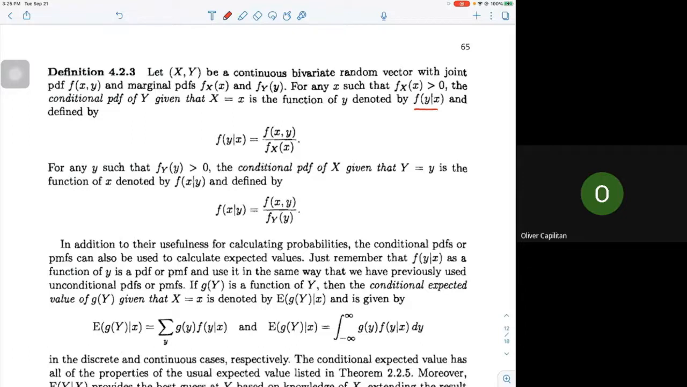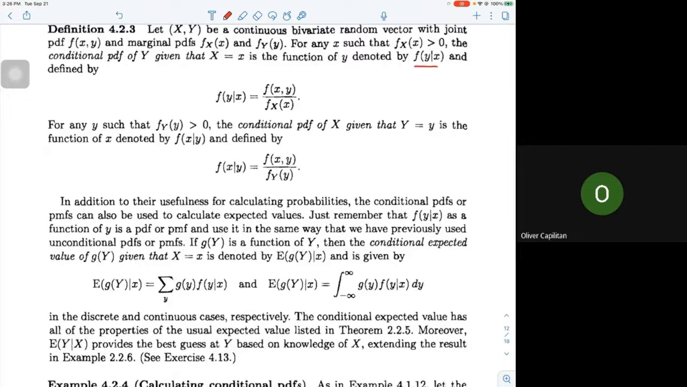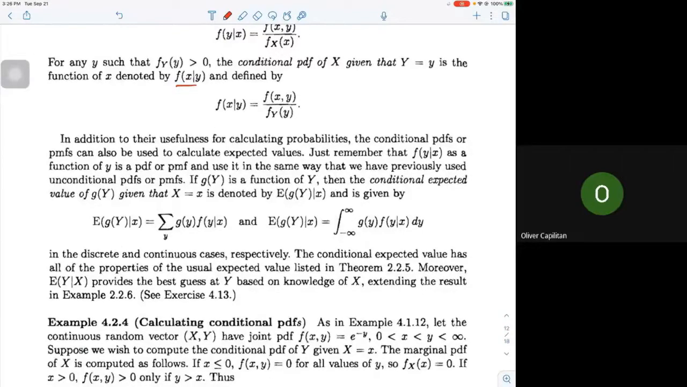Then for any y such that the marginal PDF of y is positive, the conditional PDF of x given that Y is equal to small y is a function of x, denoted by this notation, and it is equal to this fractional expression in which the numerator is the joint PDF of x and y over the marginal PDF of y. As I have said, we have some usefulness of these probabilities as well as the conditional PDFs.